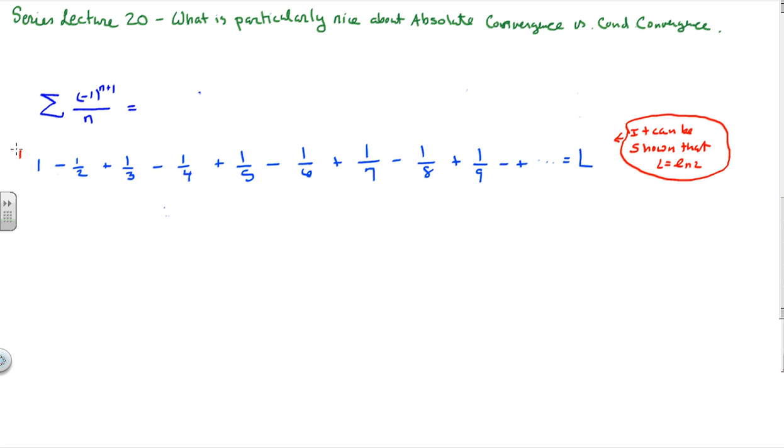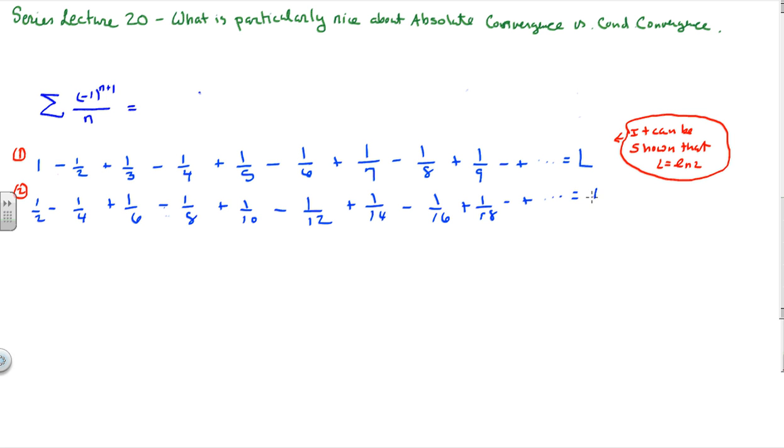Okay, so let's multiply this thing by 1/2. I'm going to call this equation 1. And equation 2, I'm going to get by multiplying everything by 1/2. So I'm going to get 1/2 minus 1/4 plus 1/6 minus 1/8 plus 1/10 minus 1/12 plus 1/14 minus 1/16 plus 1/18, and so on down the road. Notice that I'm only getting even terms in the denominator when I do that. I'm writing a whole bunch of them out because we're going to need them later. And that's going to equal 1/2 L, which of course is not equal to L because L is not 0.